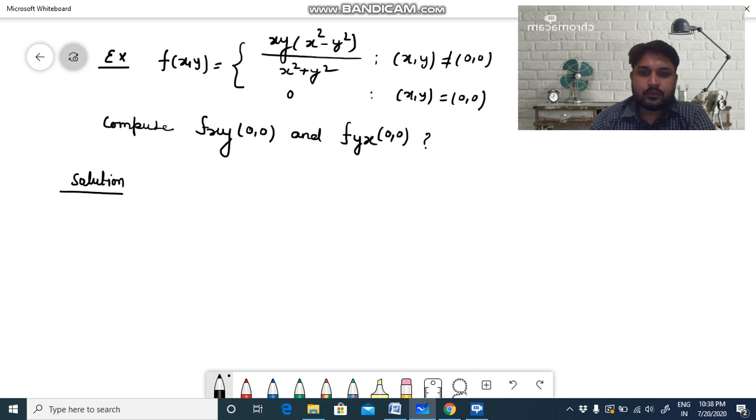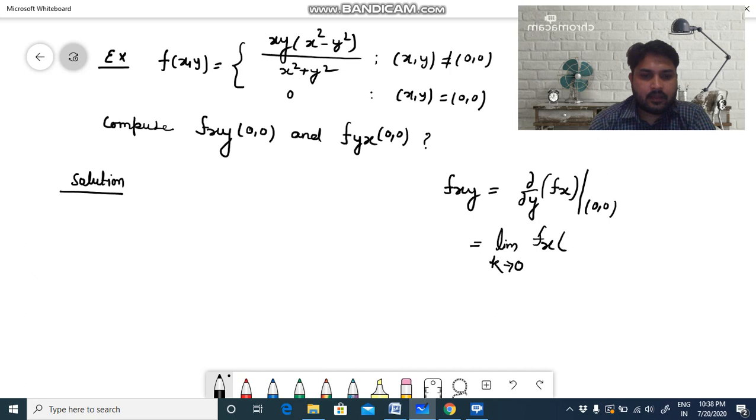So as we know that the partial derivative f_xy, we can write this like del upon del y of f_x at point (0,0), and this will be equal to limit k tends to 0, because we have to differentiate it partially with respect to y. In case of y, we take variable k and we have to partially differentiate the function f_x at which point? At (0,0). So we will use here (0,0) plus k, that is f_x(0,k) minus f_x(0,0) whole upon k.